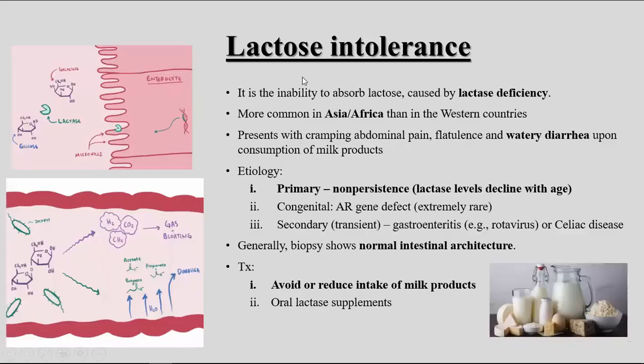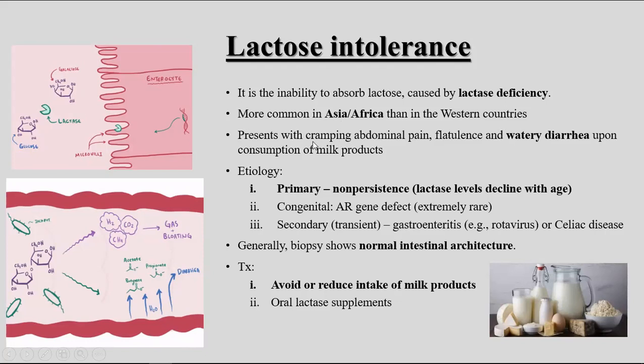Then you have lactose intolerance, which is the inability to absorb lactose. So lactose is one of the sugars that you ingest, and it's broken down by this enzyme lactase, usually into galactose and glucose. But when you have a deficiency of this lactase enzyme, you're not able to break it down. It's very commonly seen in Asia and Africa, and it's a lot less common in Western countries. So it's estimated that like 70% of the world population is actually lactose intolerant, but in Asia and Africa, this number goes up to like 80 to 90%.